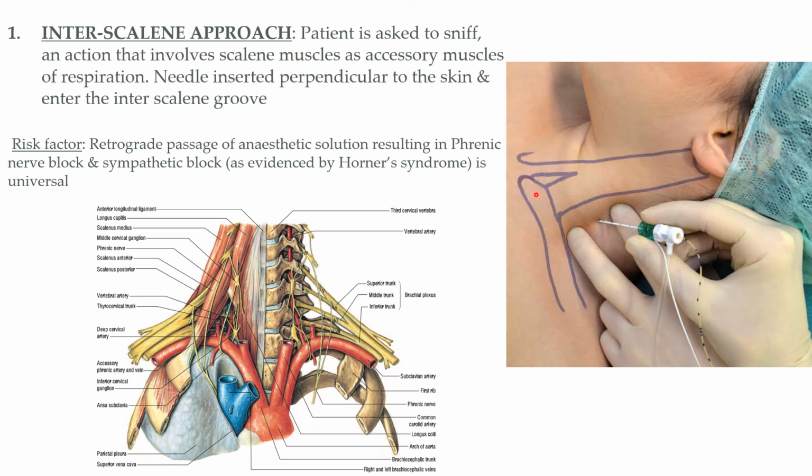In this condition, as you can see in the illustration here, the patient is asked to sniff because scalene anterior and medius are the accessory muscles of respiration. During the sniffing maneuver, the patient makes the two muscles prominent in order to make the groove between them prominent, which is then utilized to inject the anesthetic drug around the nerves forming the brachial plexus.